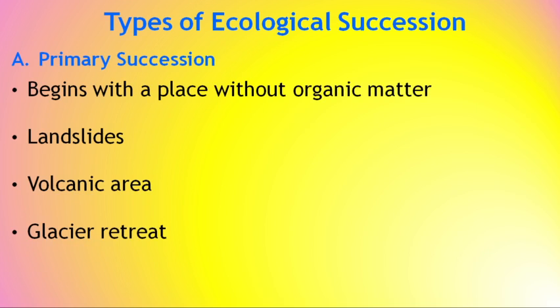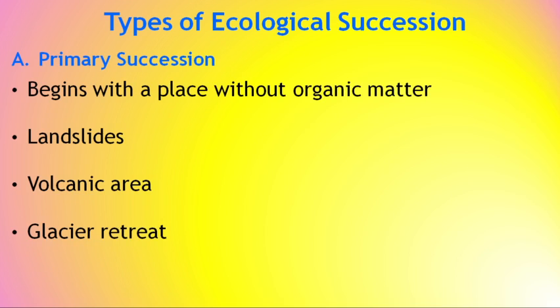Ecological succession can be of two types. The first category of ecological succession can be termed as primary succession. The characteristics of primary succession are as follows. First, this type of succession begins with a place without any organic matter.